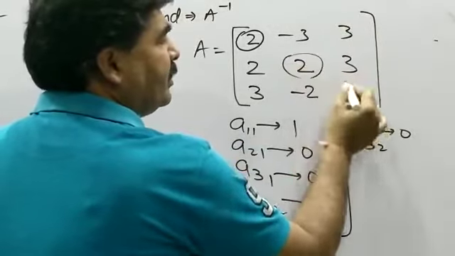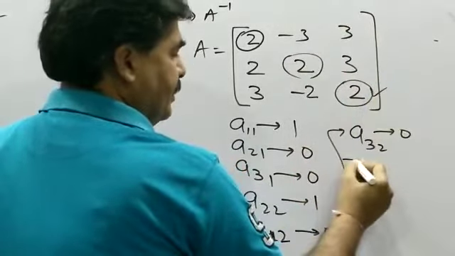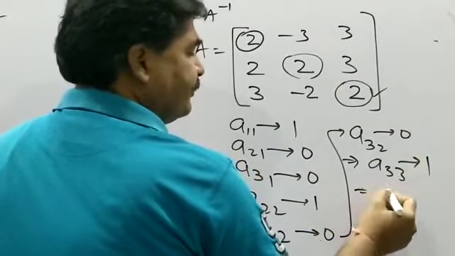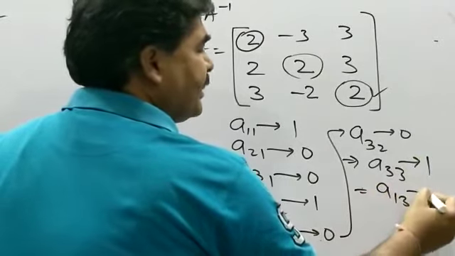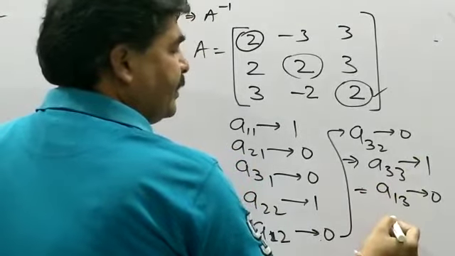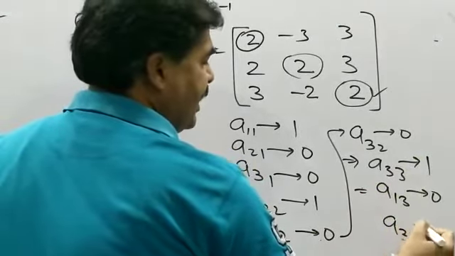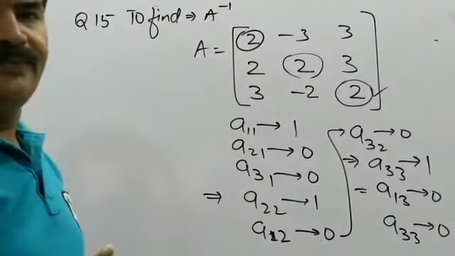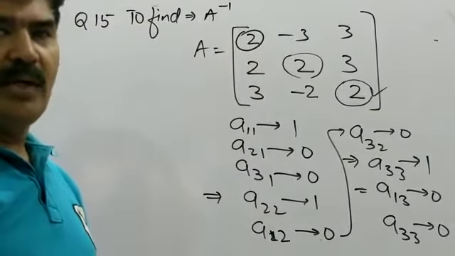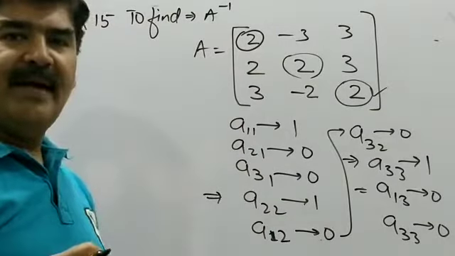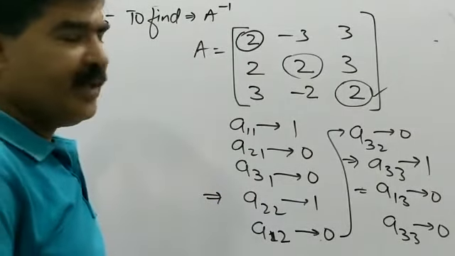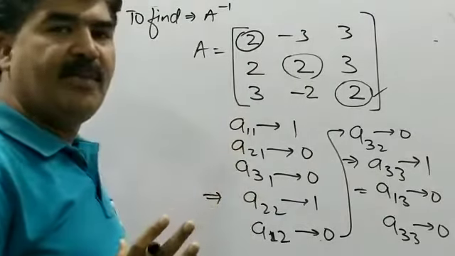Then in the third column, you convert this element A33 as 1, then A13 as 0 and A23 as 0. Clear? This is the order in which you have to convert the elements into 1 and 0. Keep this order in your mind.